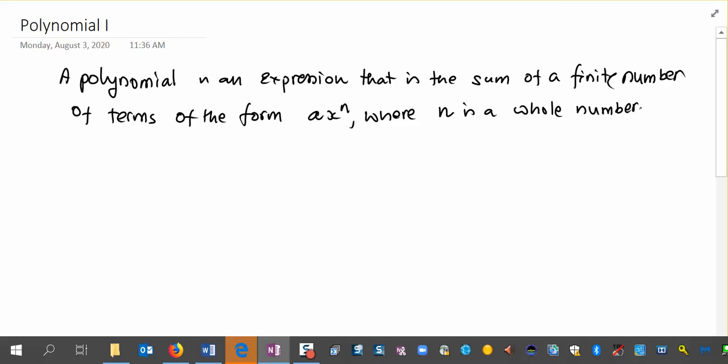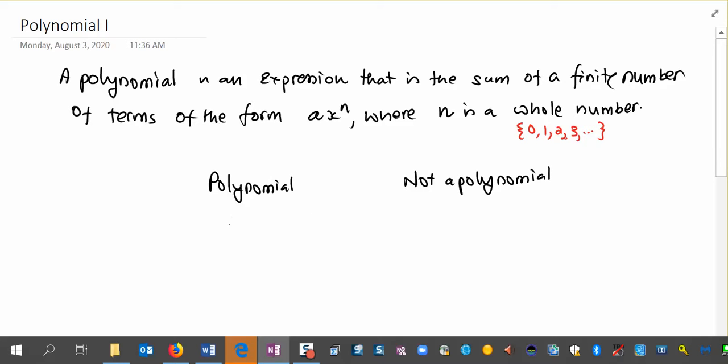So if you remember what a whole number was, whole numbers were numbers like 1, 2, 3, and so on, starting at 0. No negatives, no fractions. So what is a polynomial? What is not a polynomial, right? So for example, 8x is a polynomial, but 8 over x is not a polynomial.